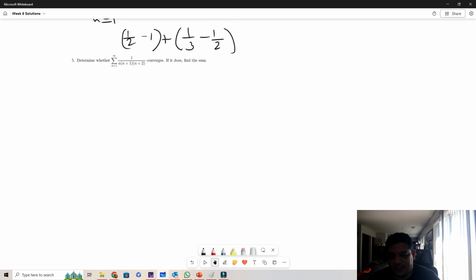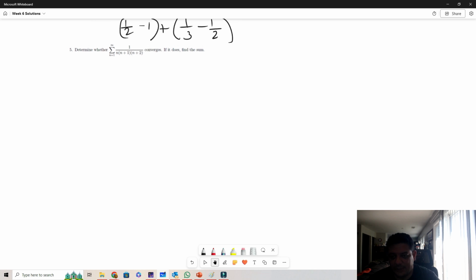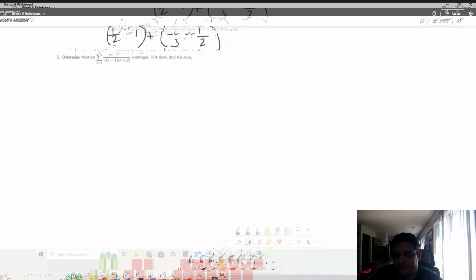Now, for the last series of the worksheet, we have to check if the series 1 over n times (n plus 1) over (n plus 2) converges, and if it does, to find the sum.